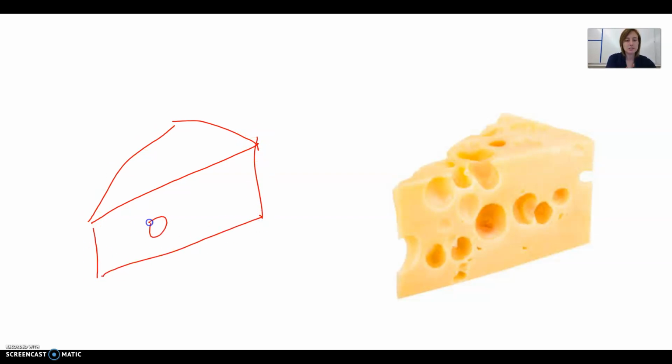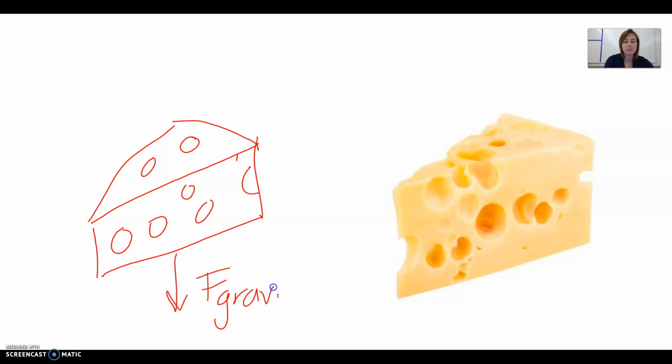Draw your piece of cheese. Okay, and it's sitting on a table. So we're on Earth, so we know we've got gravity pulling down. That's a pretty easy one. Big F for force, little word gravity.